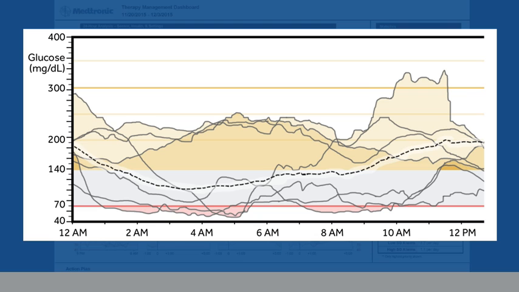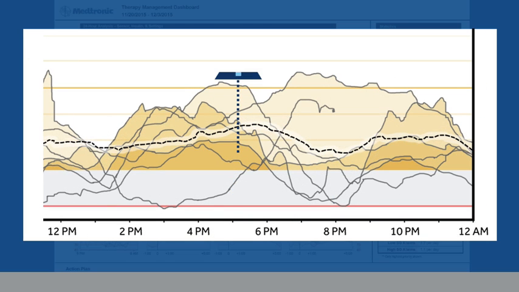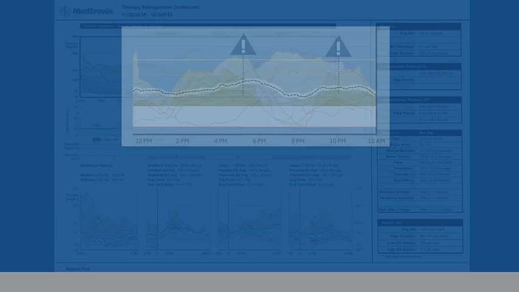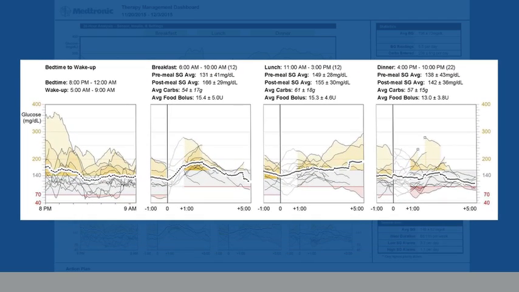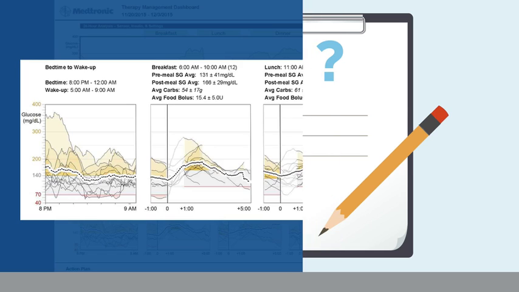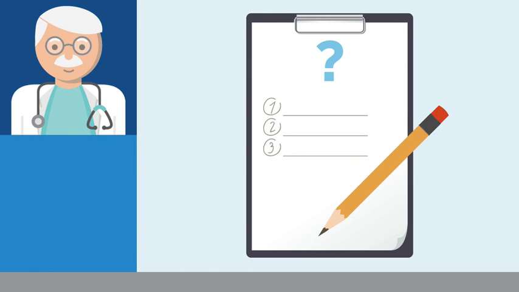She notices a pattern of lows overnight and into the early morning, and mostly highs after breakfast and after dinner. She looks down below at the meal periods, which show her the average sensor reading before and after each meal. But the patterns she saw during the overnight period and after dinner are things she should talk about with her healthcare team. She makes a note to discuss the high and low patterns she saw in the larger graph.